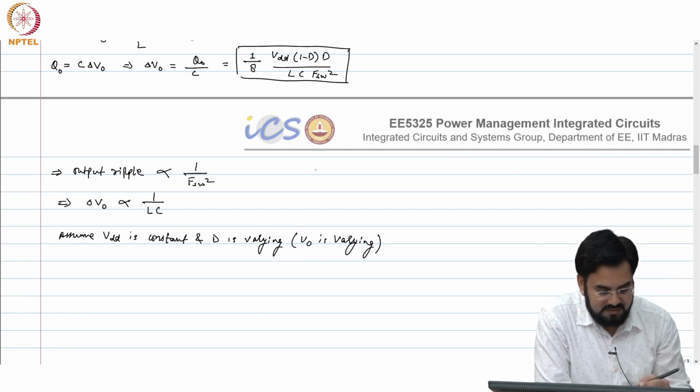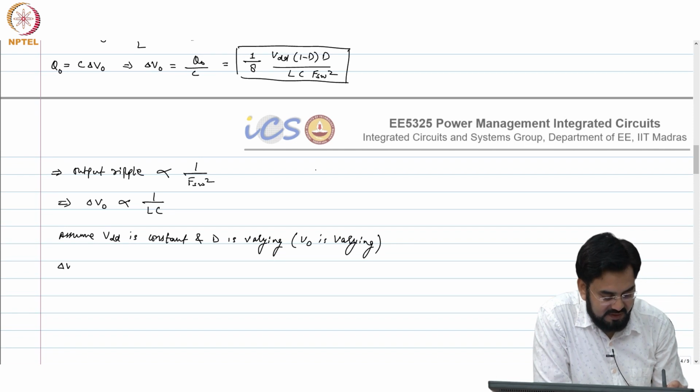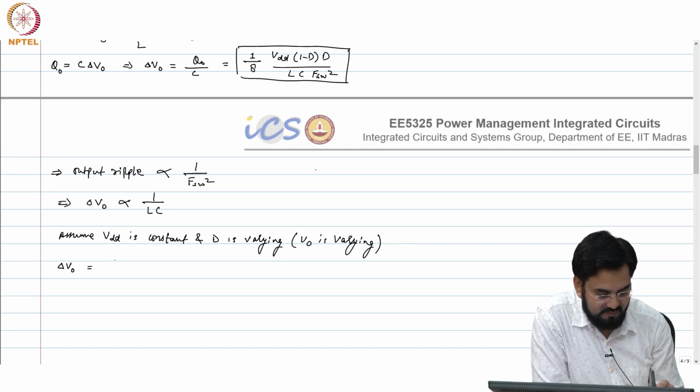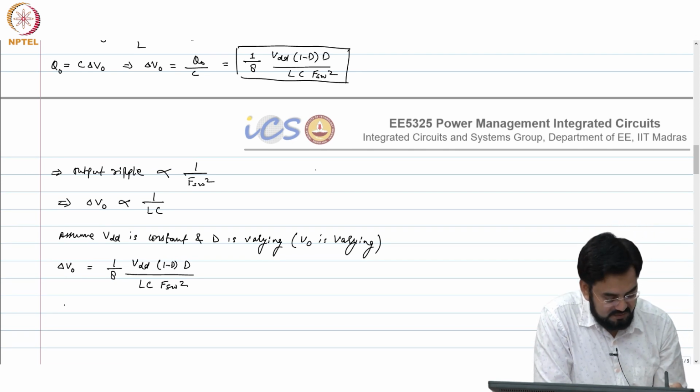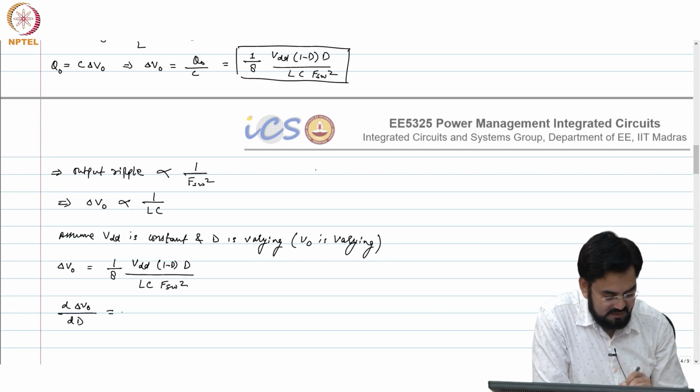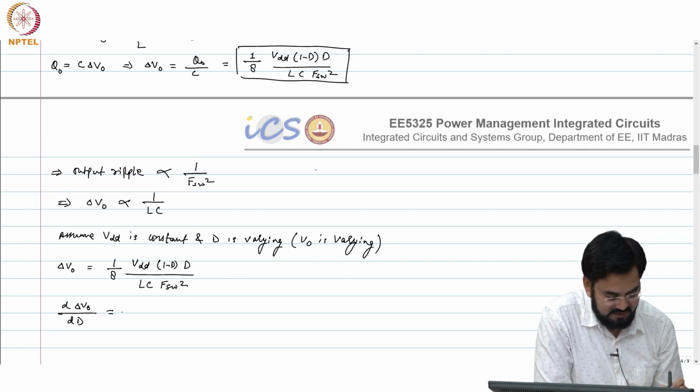Okay. So, now we already know delta V out equal to 1 over 8 VDD 1 minus D D over. So, for maximum you have to just differentiate it with respect to D, so d of delta V naught over d of D. How much is that?